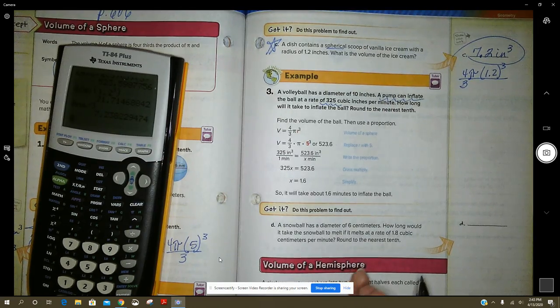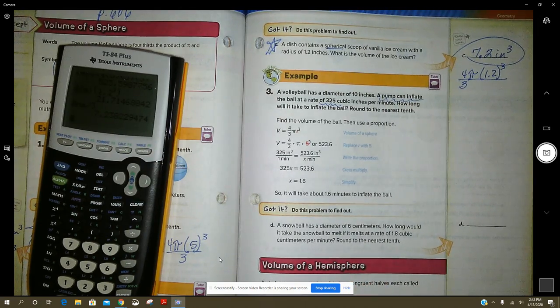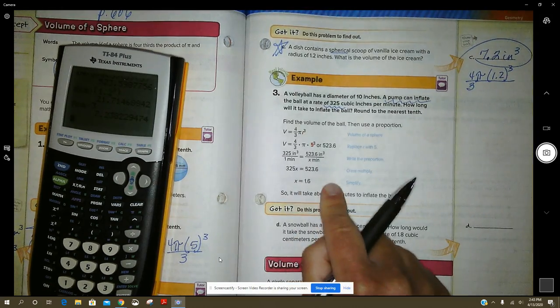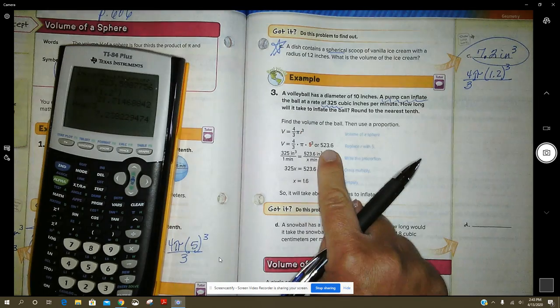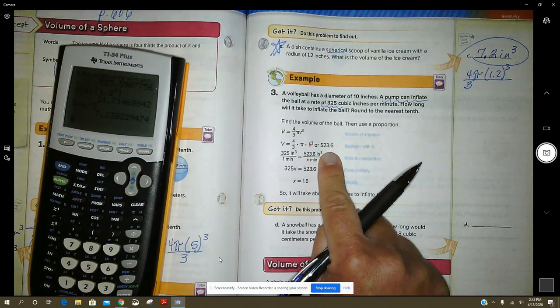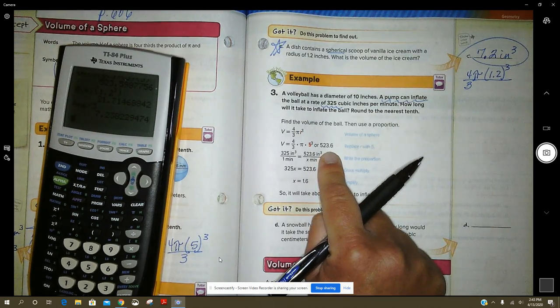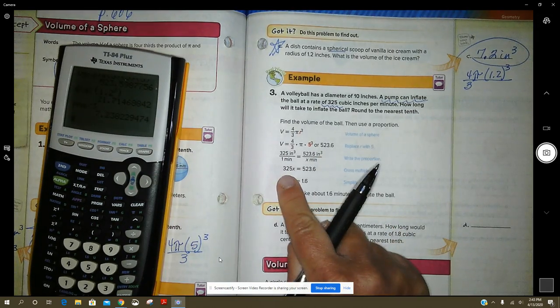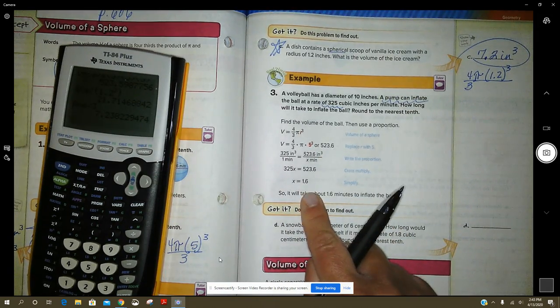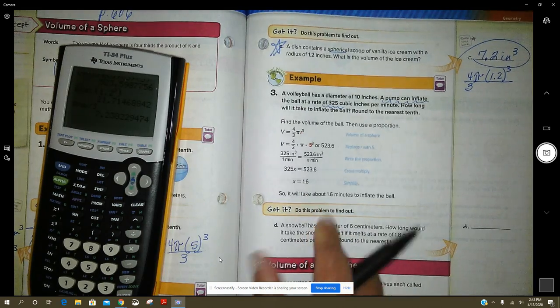So you're going to go find the volume. Okay, you find the volume, and then when you get done, you know that this is how many cubic inches of air is needed. And so we're going to take that number and divide it by 325 to get how much time it takes, how many minutes it's going to take.